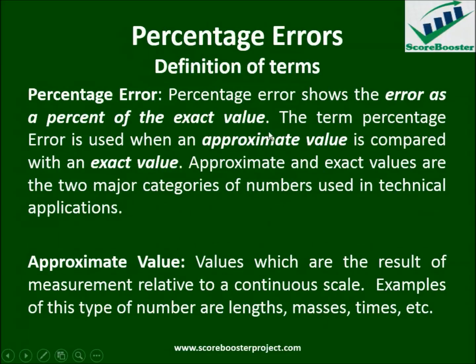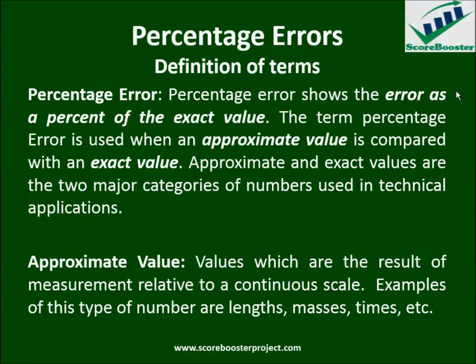So let's look at percentage errors. The definition of important terms. Percentage error shows the error as a percent of the exact value. So the term percentage error is used when an approximate value is compared with an exact value. The approximate and exact values are the two major categories of numbers used in technical applications.